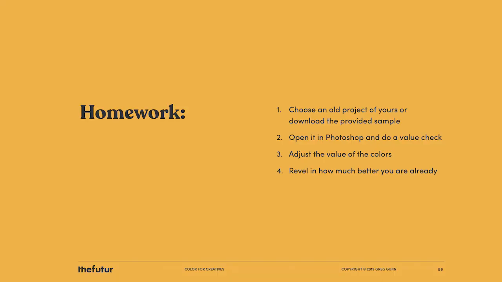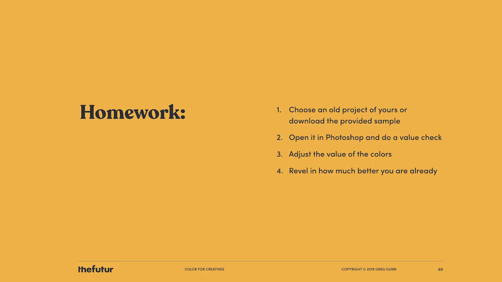All right, so now, hopefully, you understand the value of value. And it's time for some homework. So here's what we're gonna do. I want you to start by opening a project of yours. Now it could be old, it could be new, you could still be working on it, it doesn't matter. Just make sure it uses more than one color. So then you're gonna open that in Photoshop or whatever it is you're using, and I want you to do your own value check on it.